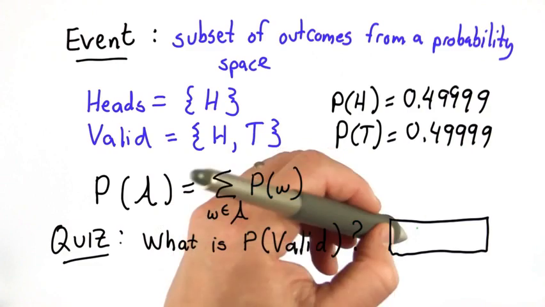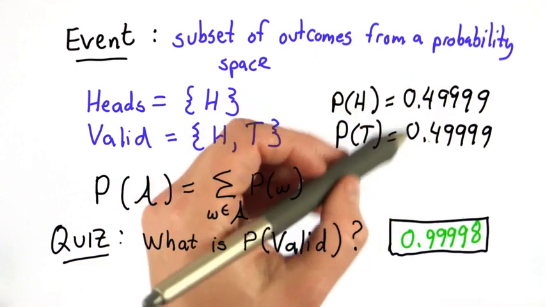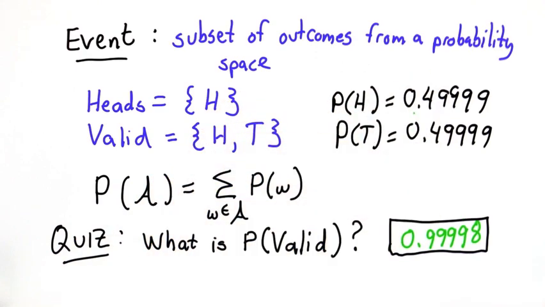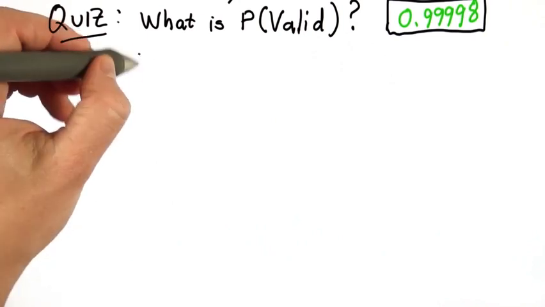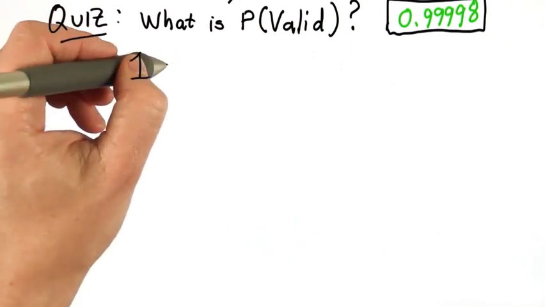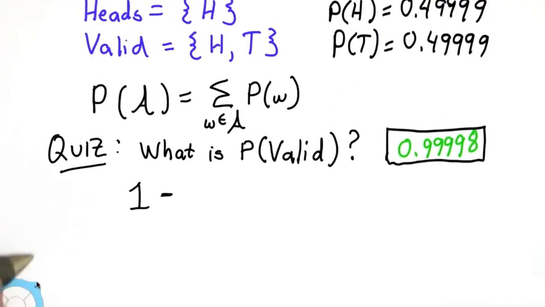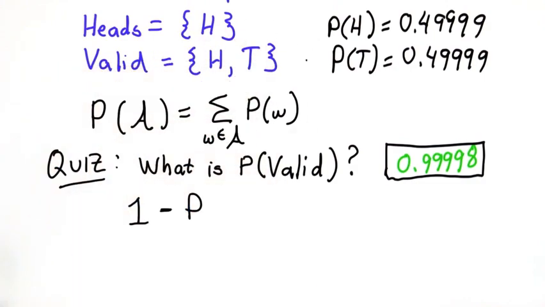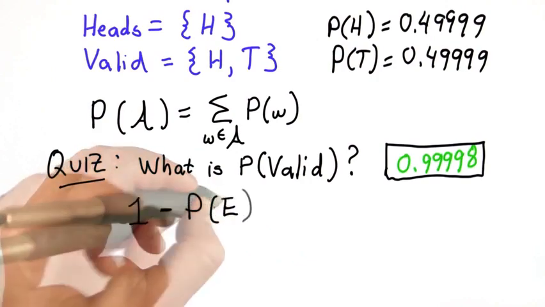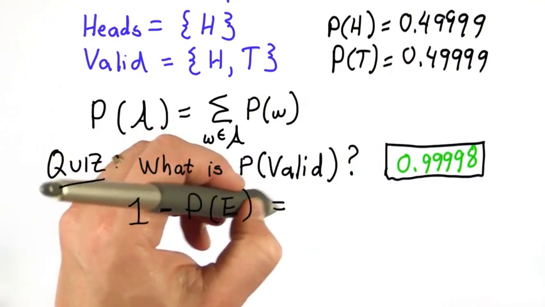So the answer is 0.99998. And there are two ways to solve this. One is to sum these two. Not too hard to do. The other way to solve it is to use the complementary event property, which makes the math a little easier in this case. And that property is that we know the sum of all possible events has to be 1. So instead of computing p-valid by adding the probabilities of heads and tails, we can compute it by subtracting from 1 the probability of the events not invalid, which is the probability of E, which is 0.000002. So that would get us the same answer.